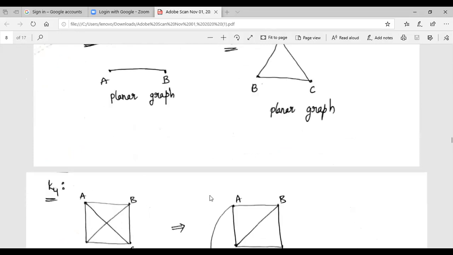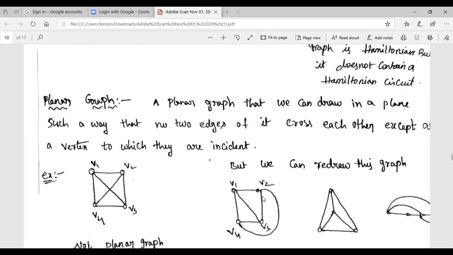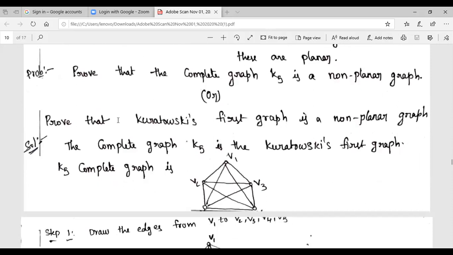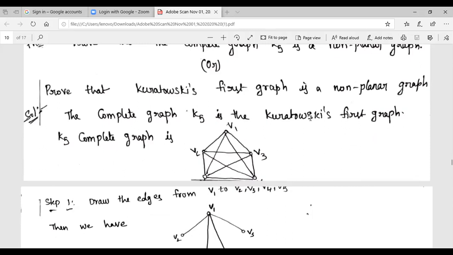Okay. So next one, prove that the complete graph K5 is a non-planar graph. This can also be asked as: prove that Kuratowski's first graph is a non-planar graph. So Kuratowski's first graph and complete graph K5, these two are the same. The complete graph K5 is Kuratowski's first graph. So the K5 complete graph looks like this.